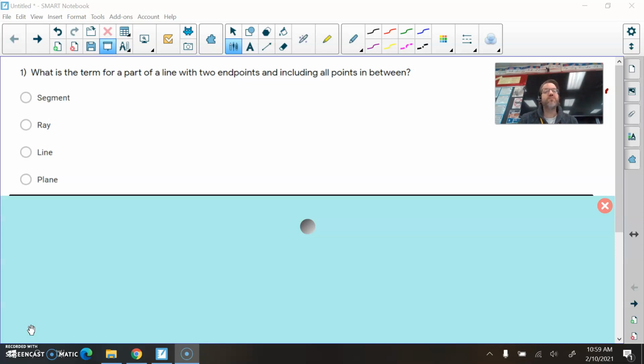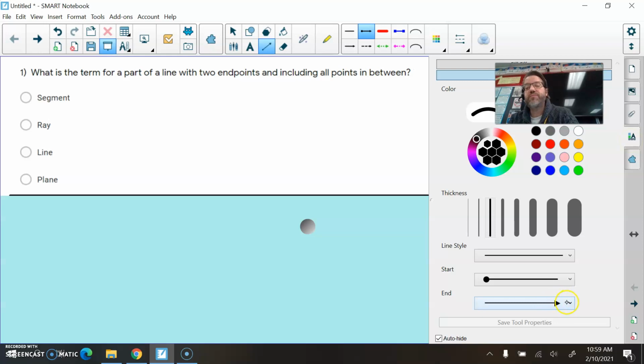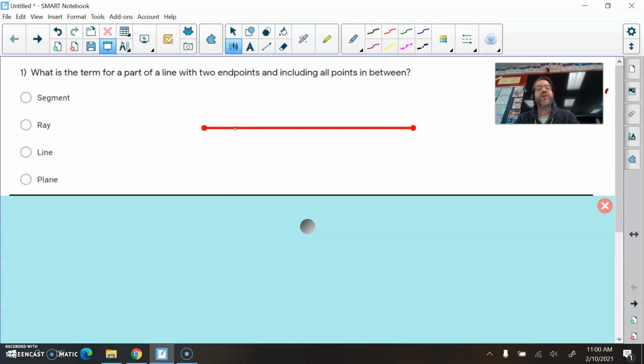Number one, what is the term for a part of a line with two endpoints and including all points in between? I could show it like this. I'll just use my line tool here just to make this a little bit neater. There we go. And I can draw in, for example, a figure that looks like this. And what you can see here is we have part of a line. It's not an entire line because it doesn't go forever in both directions. I don't see any arrows.